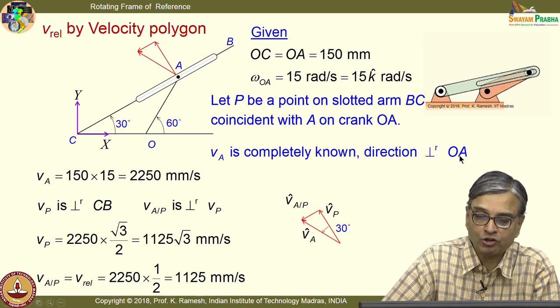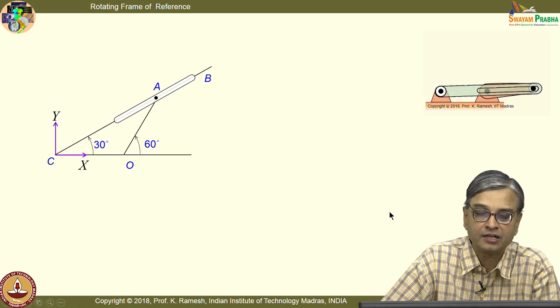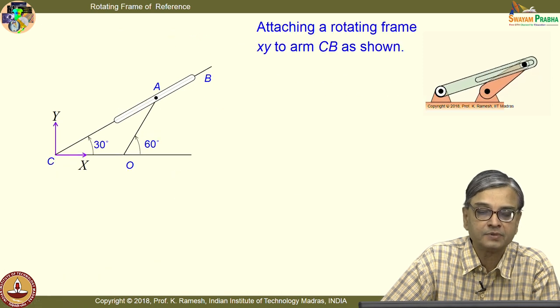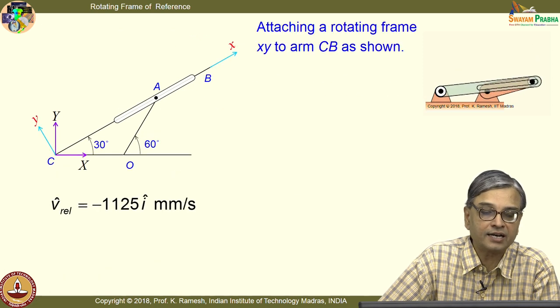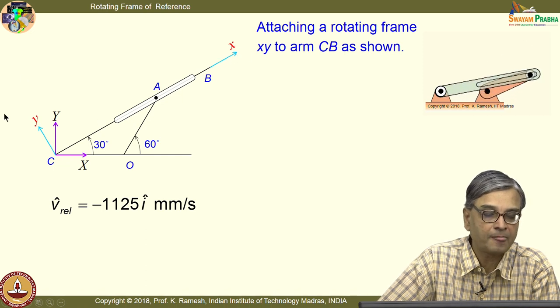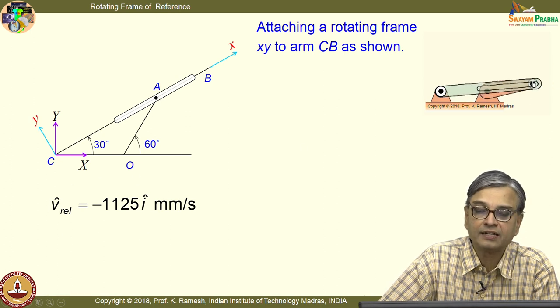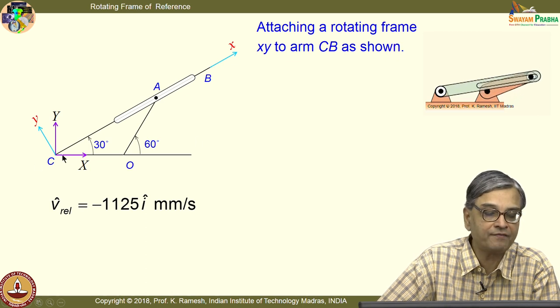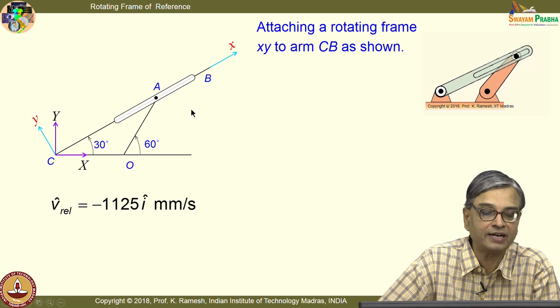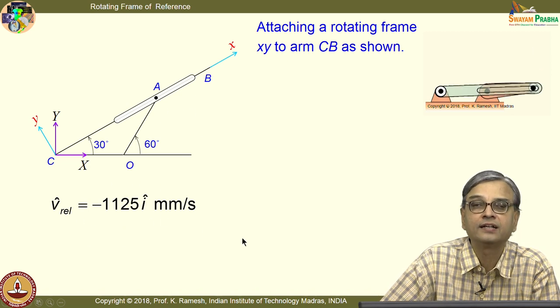And we also need to find out the angular velocity of the slotted member. Let us attach a rotating frame of reference to the slotted member CB like this. Whatever the quantity I have got, it is very clear the point is coming down. So if x is positive this way, when it is coming down, it is minus 1125 i.